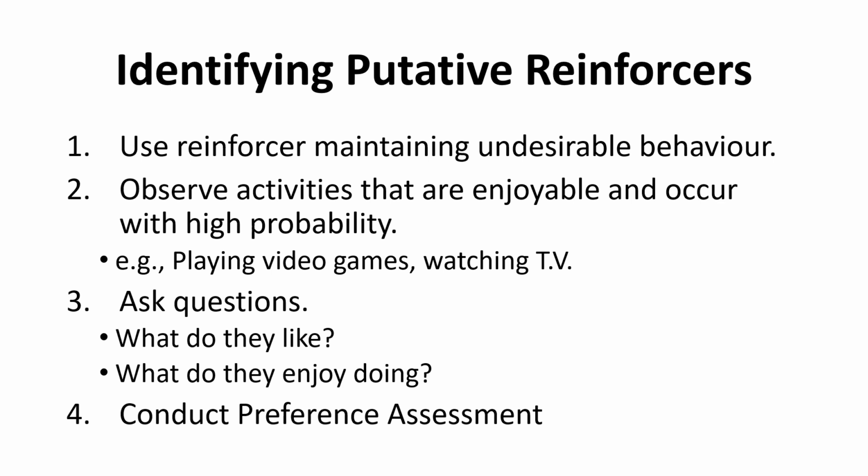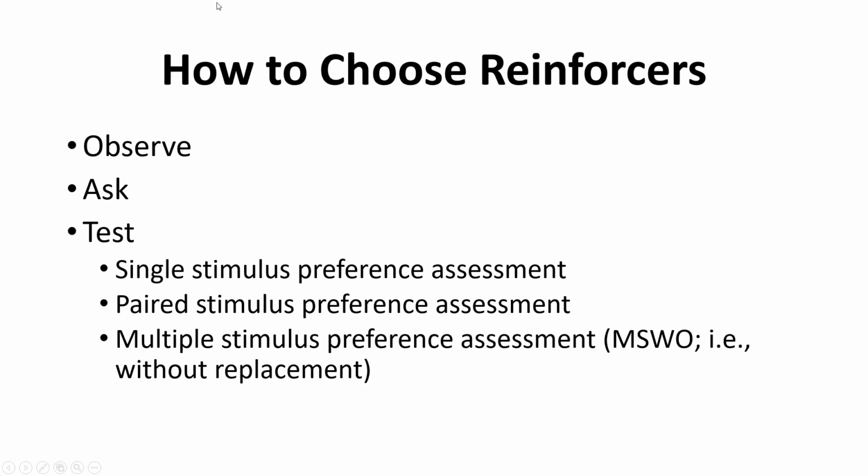You could go so far as to sit down and actually ask them questions. What do they like doing? What kinds of things do they enjoy? And you can pick reinforcers out of what they tell you they enjoy. You could conduct a preference assessment where you actually present them with different possible reinforcers and see which ones they choose out of the given options. And we're going to talk about different types of preference assessments on the next slide here.